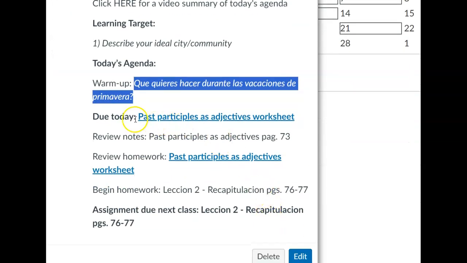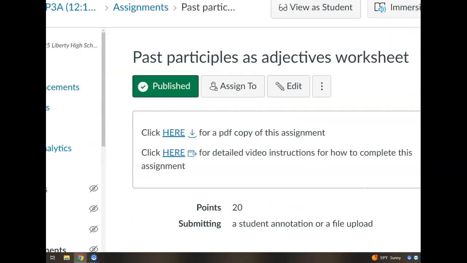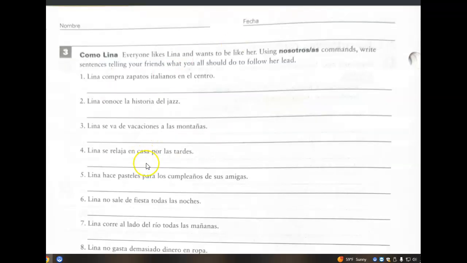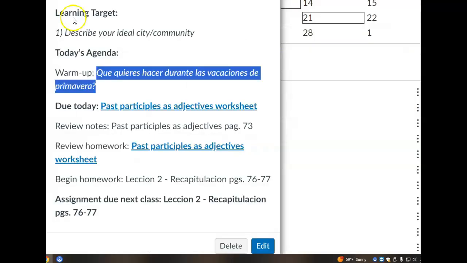All right, due today is the past participles as adjectives worksheet, going over the notes that we went over last class. You can watch the detailed video instructions here for how to complete that assignment. You can find that assignment right here, which will break that down. So that's for homework due tonight. We are going to review the notes on past participles as adjectives from page 73.